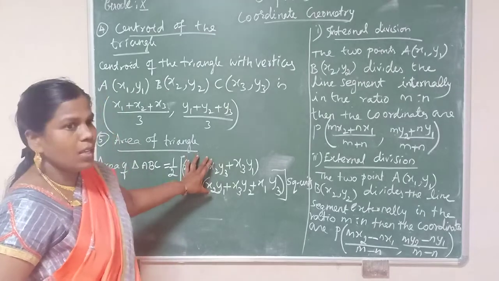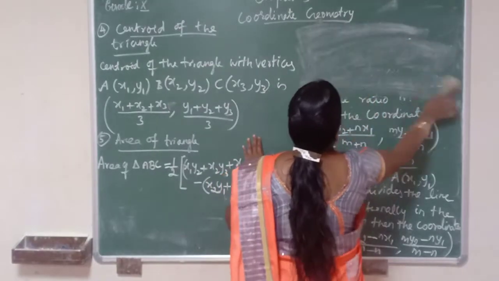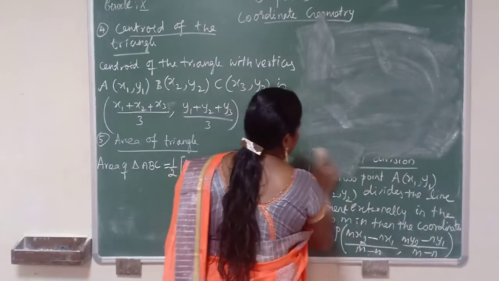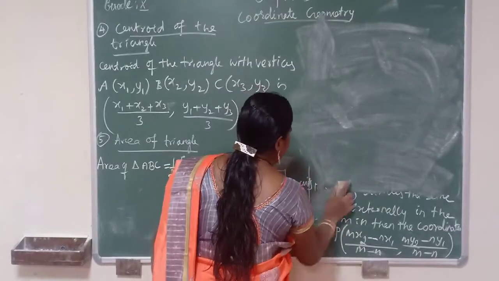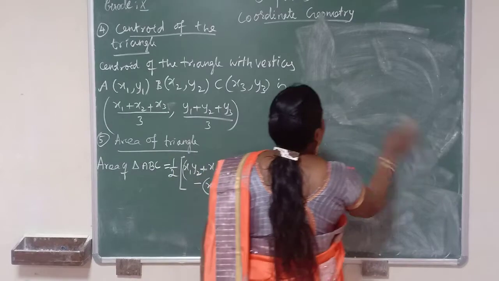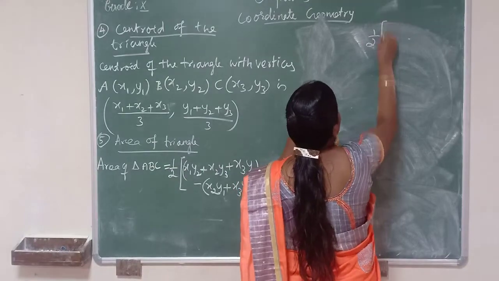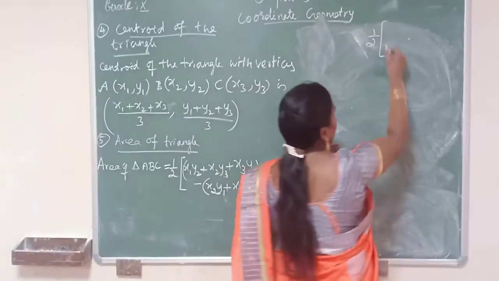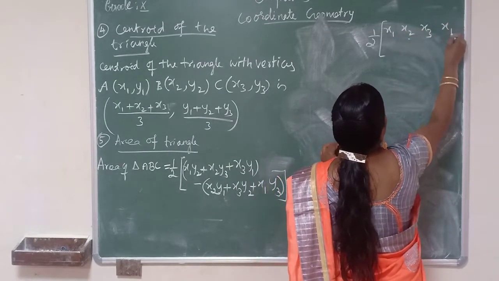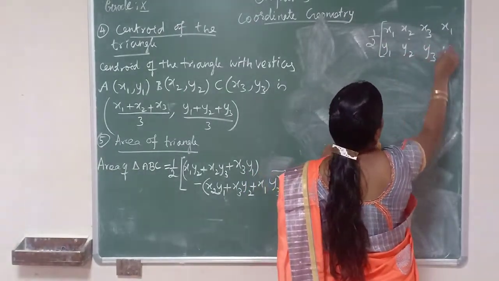Okay, this formula we can easily learn if we use the pictorial form. Let us use the pictorial form. What is the pictorial form now? Half into, here 3 vertices we have: x1, x2, x3. So write x1, x2, x3 one by one. Once again, the first vertex x1. Like that y coordinates also: y1, y2, y3, y1.